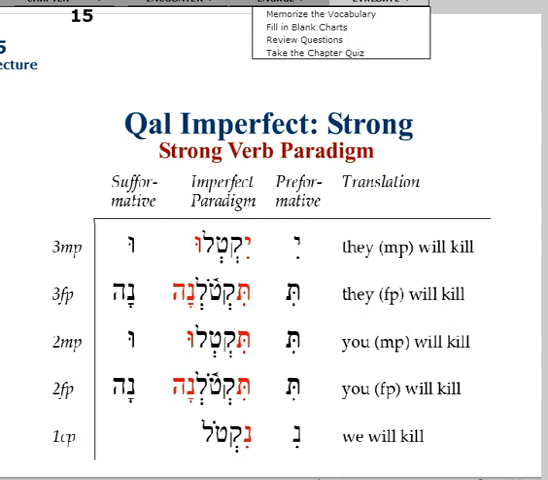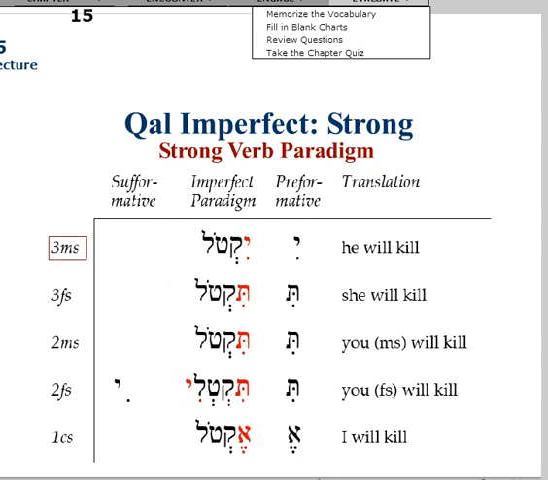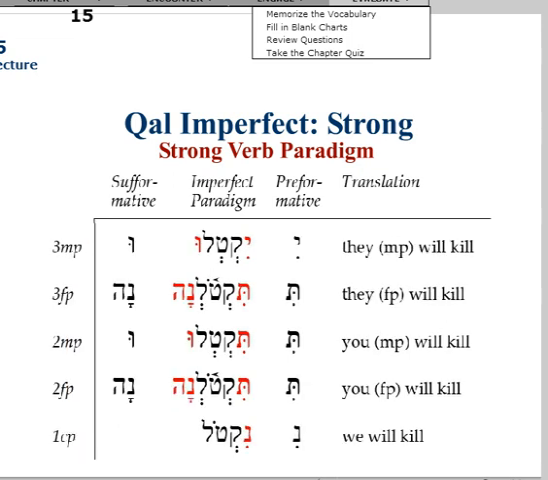Second observation. As does the perfect paradigm, so too the imperfect moves from third person to first person, singular forms, and then plural forms.